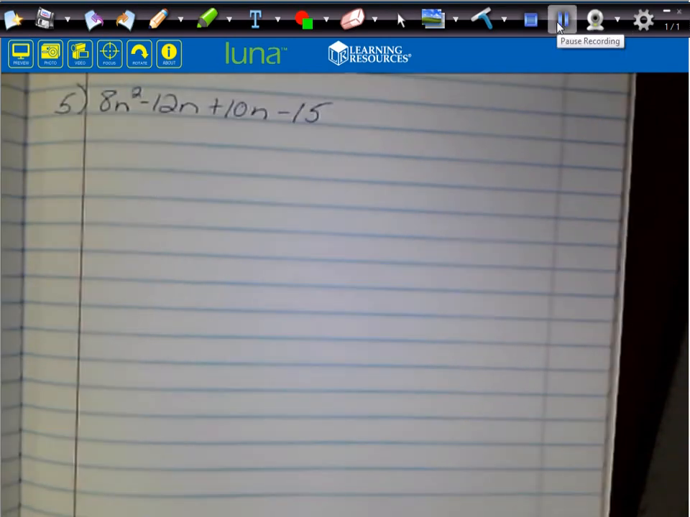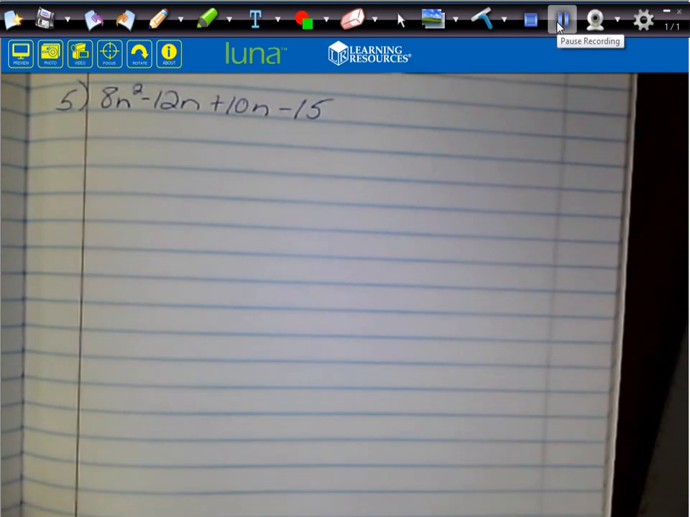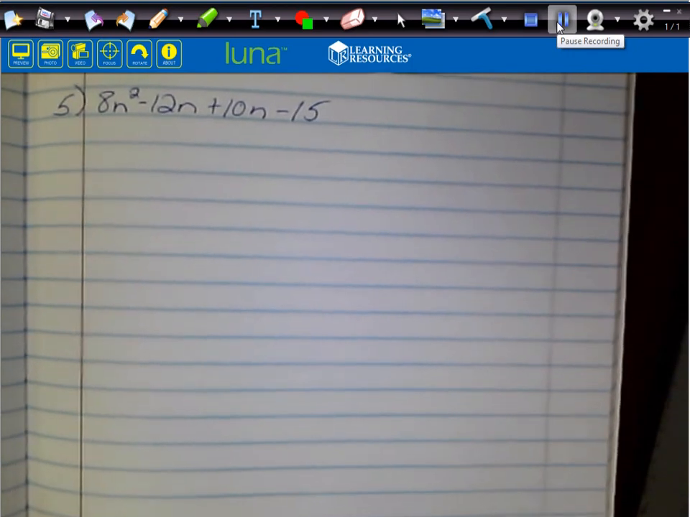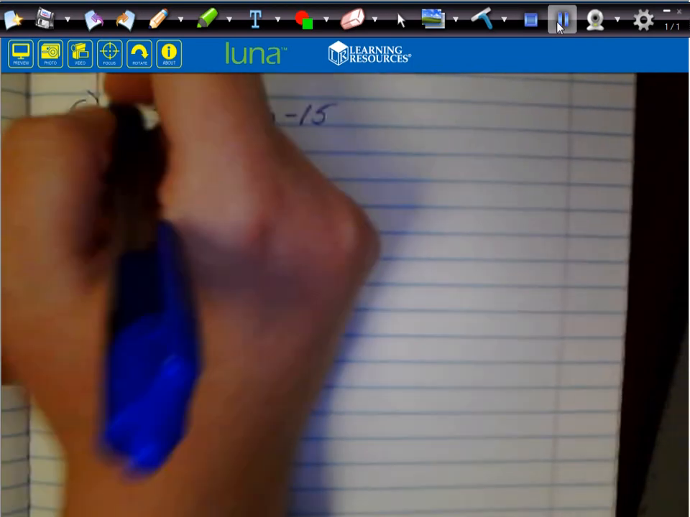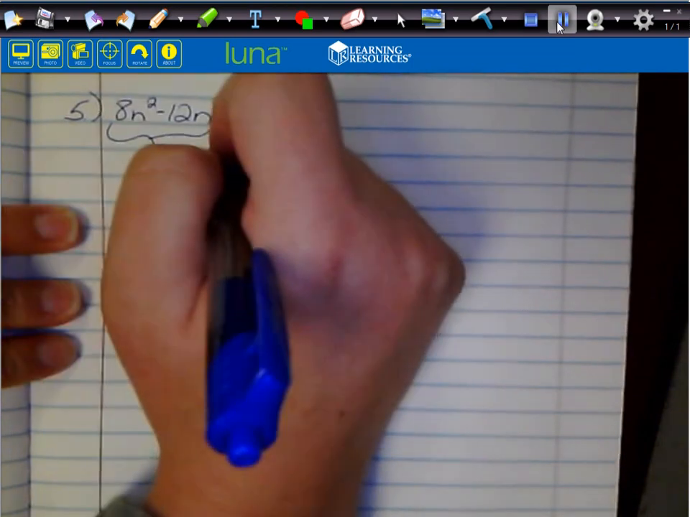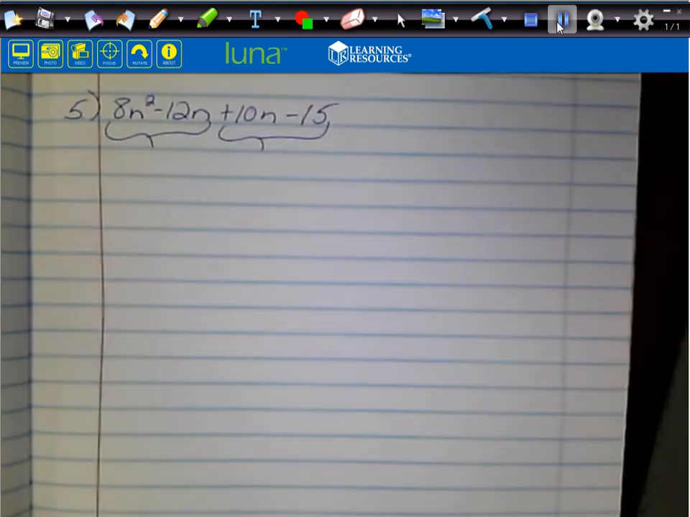Alright, go ahead and write down number 5. We have 8n squared minus 12n plus 10n minus 15. Again, we're going to group the first two together and the second two together. And guys, at any point after this, if you want to pause the video and try one of these on your own, feel free to do that and then start playing the video again to see if you got it correct.